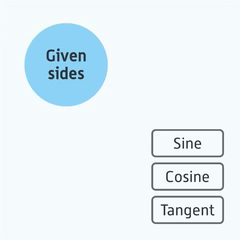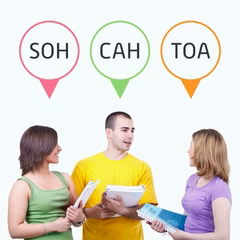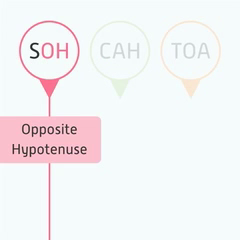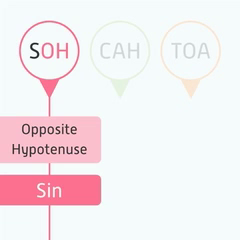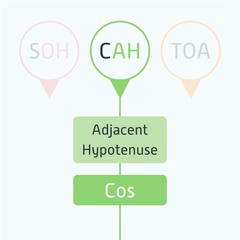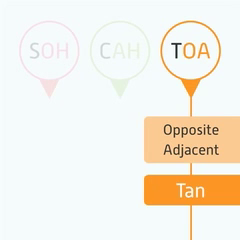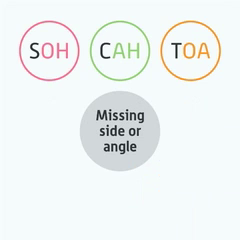The sides you are given, or that you need to find, will determine what trig ratio is needed. To help you remember which one to use, remember this: SOHCAHTOA. So if the opposite side and hypotenuse are given or needed, we use sine. If the adjacent and hypotenuse sides are given or needed, we use cos. And if the opposite and adjacent sides are given or needed, we use tan. You use the same rule if you need to find a missing side or angle.